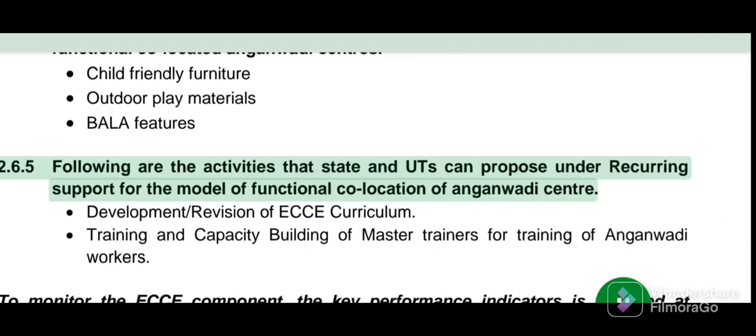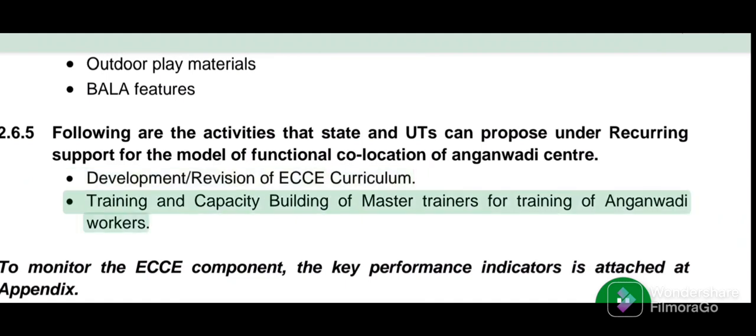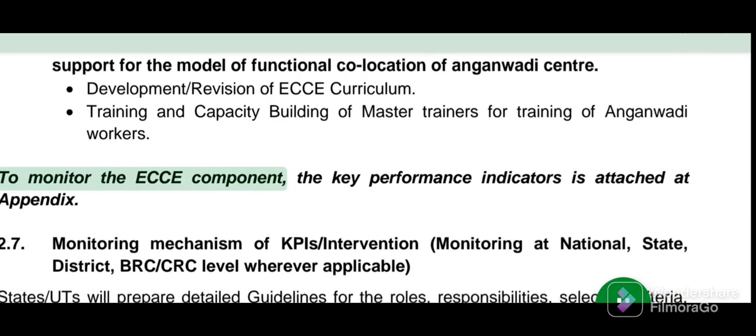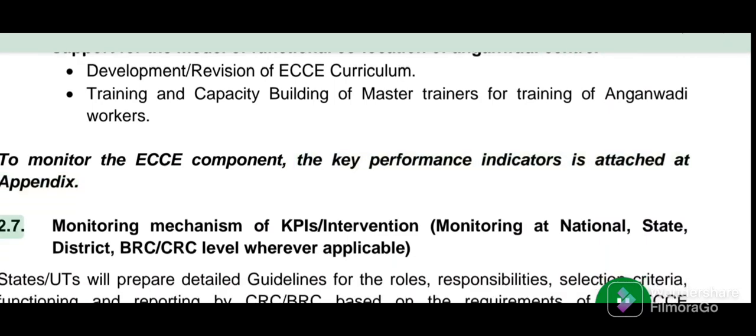2.6.5 Following are the activities that state and UTs can propose under recurring support for the model of functional co-location of Anganwadi center. Development and revision of AK curriculum. Training and capacity building of master trainers for training of Anganwadi workers. To monitor the AK component, the key performance indicators are attached at appendix.